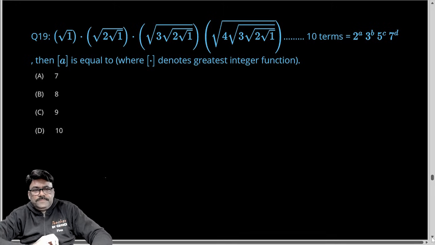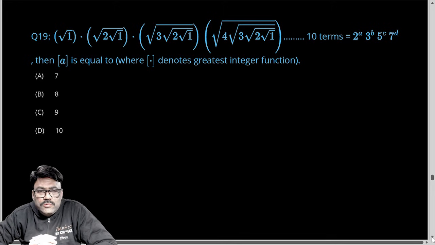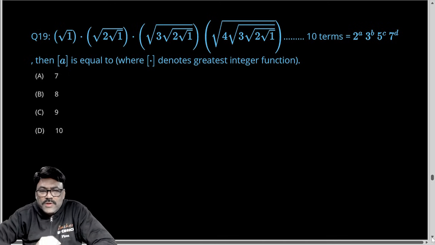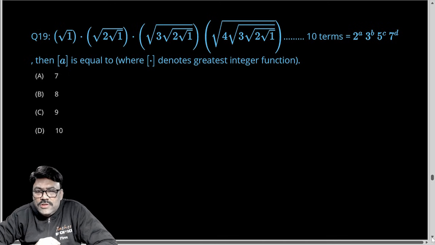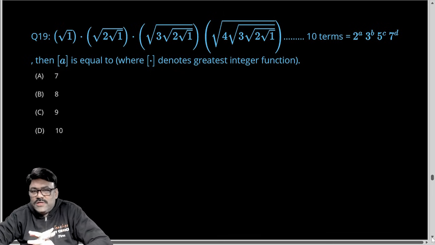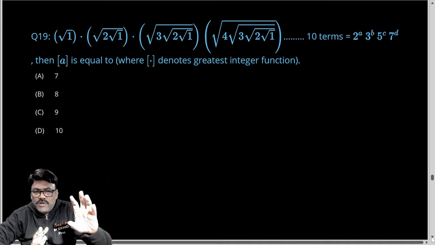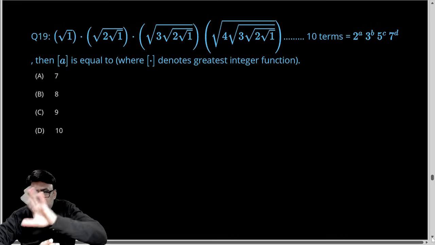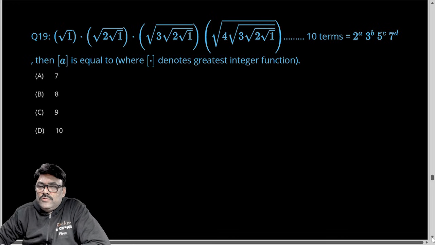See this question. Root 1, then under root 2 root 1, then under root 3 times root 2 under root 1. You are increasing one root, then 1 under root 4, under root 3, under root 2, under root 1. And like that, you have written 10 terms or 10 factors, 10 brackets, you should say. So you have written 10 brackets, first bracket, second, third, fourth, 10 brackets. So this is equal to 2 raised to A.